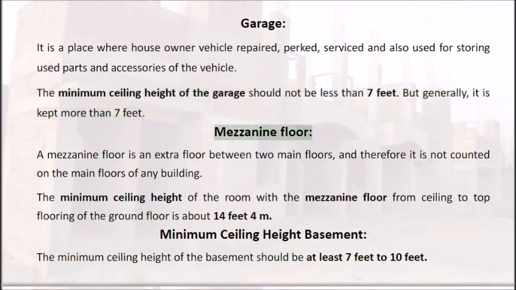Mezzanine floor. A mezzanine floor is an extra floor between two main floors, and therefore it is not counted in the main floors of any building. The minimum ceiling height of the room with the mezzanine floor, from ceiling to top flooring of the ground floor, is about 14 feet or 4 m.